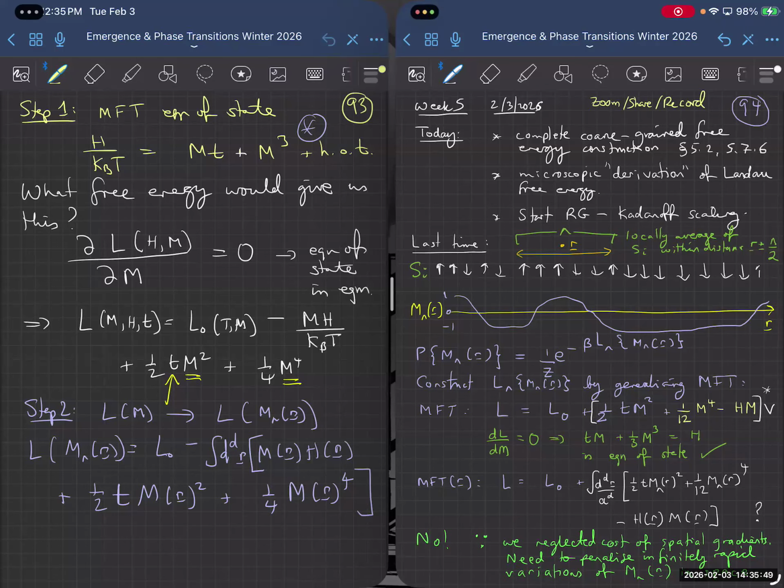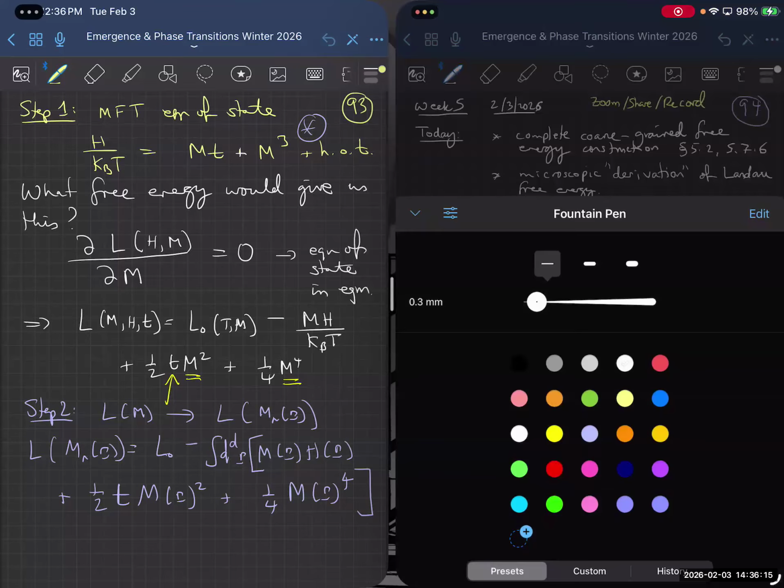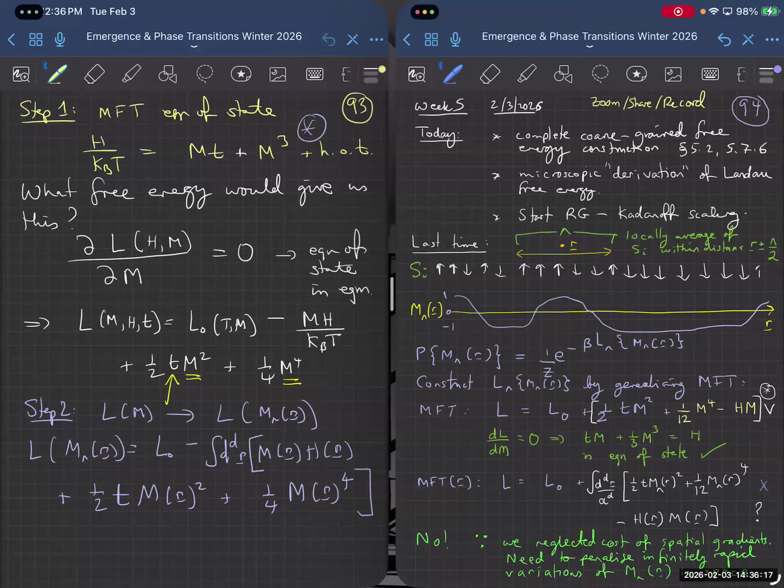So that's the mean field theory. Take the free energy per spin, multiply it by the number of sites or the volume of the system, and that's how you get the Landau free energy. But that doesn't have any spatial information in it. So the next thing you say is, well, just take that function and apply it locally in space. So all I do is I take this formula up here, and then I just make M now a function of space, as I've shown you in the second line down here.